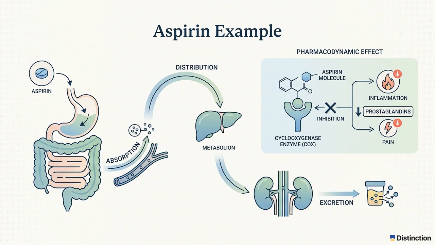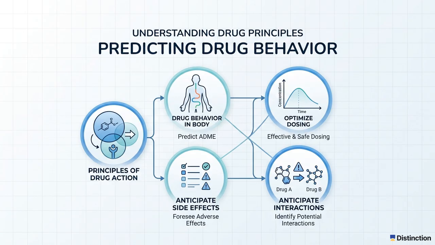Let's consider an example. Aspirin, a commonly used anti-inflammatory and analgesic drug. Aspirin is rapidly absorbed in the stomach and small intestine, distributed throughout the body, metabolized in the liver, and excreted by the kidneys. Its pharmacodynamic effect involves inhibiting the enzyme cyclooxygenase, which reduces the production of prostaglandins and thus decreases inflammation and pain. Understanding these principles allows healthcare professionals to predict how a drug will behave in the body, optimize dosing regimens, and anticipate potential interactions and side effects.